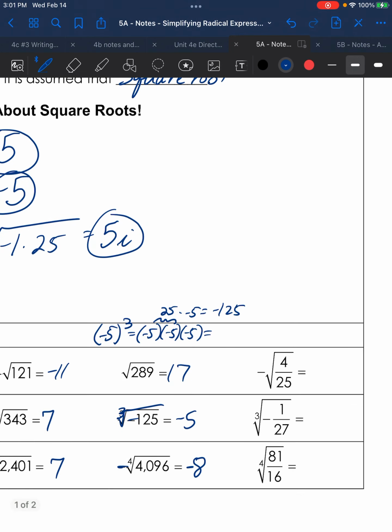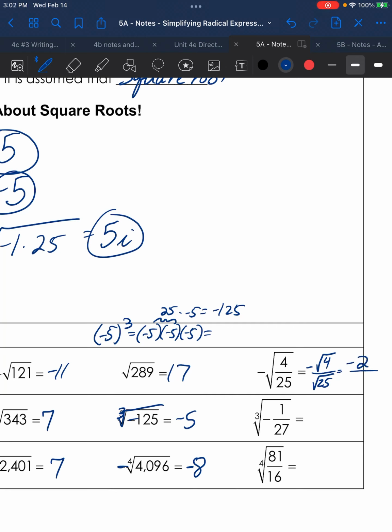Now, dealing with these fractions. When you're working with the fractions, you can actually simplify the numerator. You can do the radical of both, the square root of the numerator and the denominator. So the square root of 4 is 2. Square root of 25 is 5. So cube roots work the exact same way.